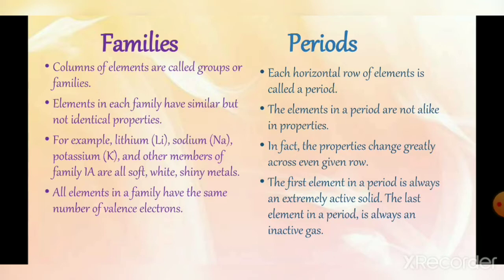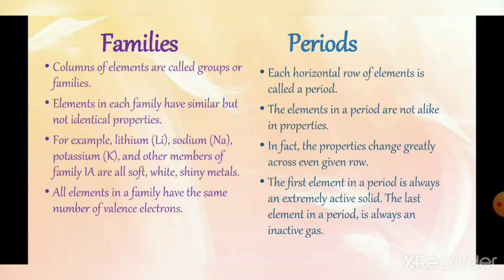Students, we are in the topic of the modern periodic table, and in our last lecture we have seen some different parts of the periodic table, that is s block, p block, d block and f block. Now students, in continuation with that previous knowledge, in today's lecture we are going to learn the difference between families and periods. We will learn one by one, families and periods.